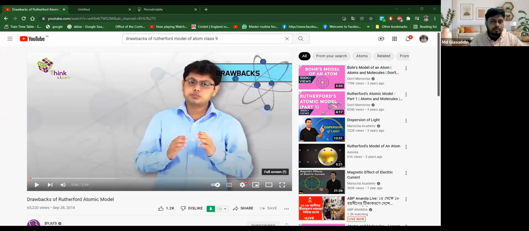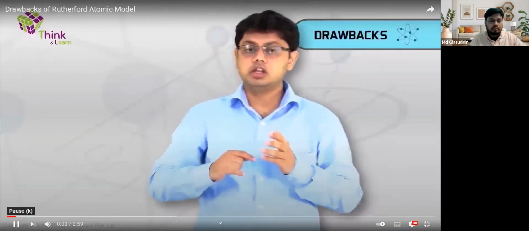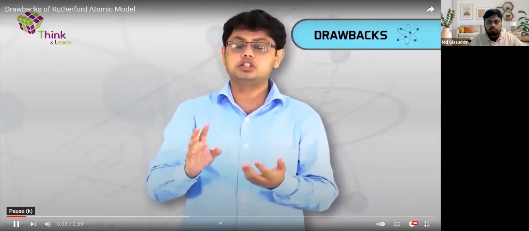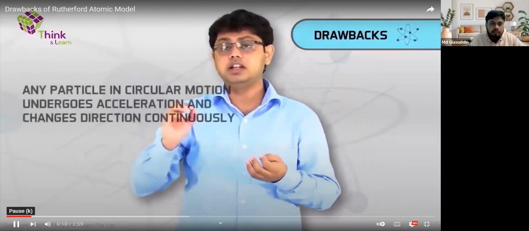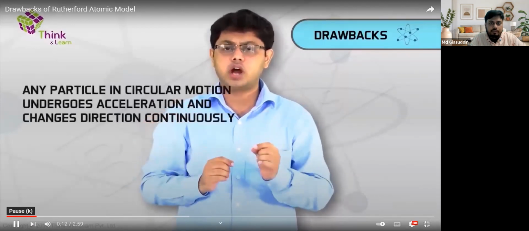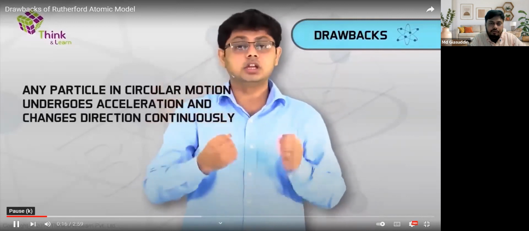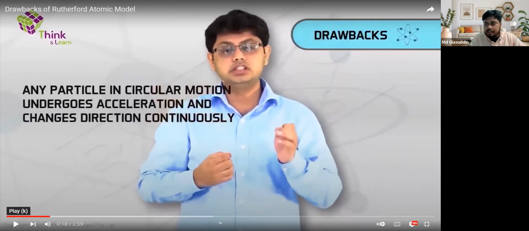There was a problem that Rutherford did not address in his model. The revolution of the electron in circular orbit is not expected to be stable. Any particle in circular orbit should undergo acceleration. Why did I say that? If an object is moving in circles, which effectively means... So are you getting this point?